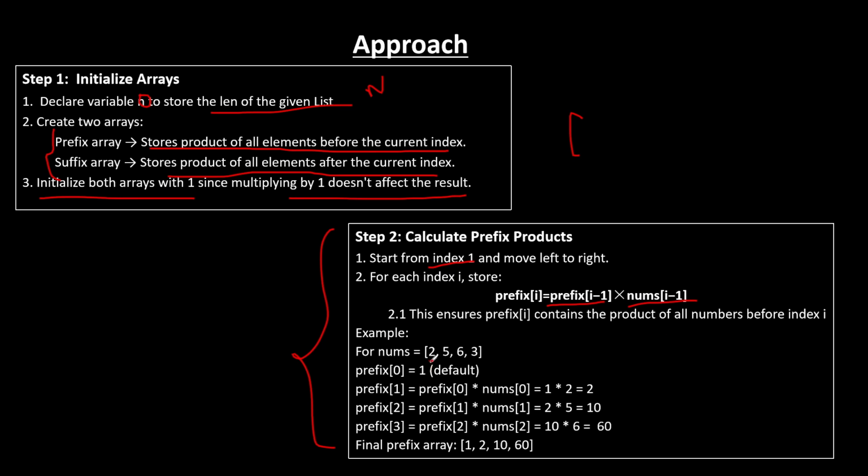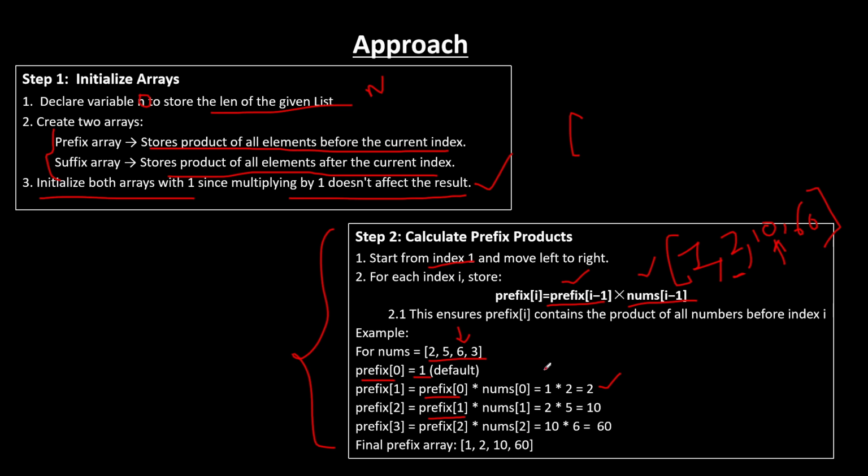Okay, we have this nums array given to us, right? So prefix of 0 is 1, as we have initialized all the indexes of prefix with 1. Since prefix of 0 will be 1, fine. Prefix of 1 multiplied by nums of 0 would be 2, right? We have stored it here. Now we are in prefix of 1, which is 2, and nums of 1, which is 5. Now 2 into 5, we get 10, right? Now we are in prefix of 2, which is 10, and nums of 2, which is 6. So we get 60, right? So at the end, we get 1, 2, 10, and 60.